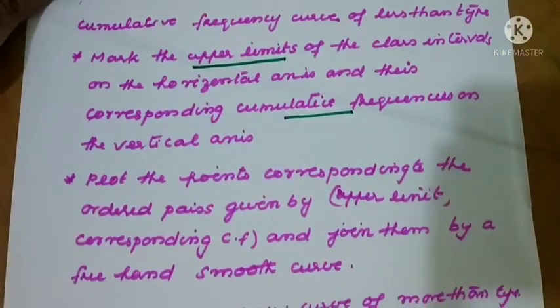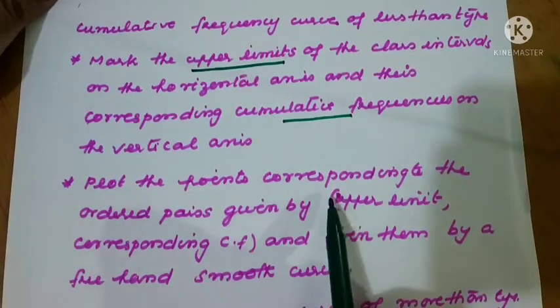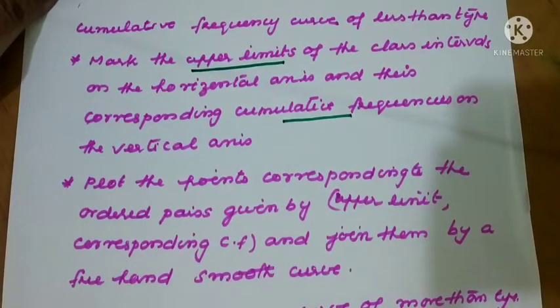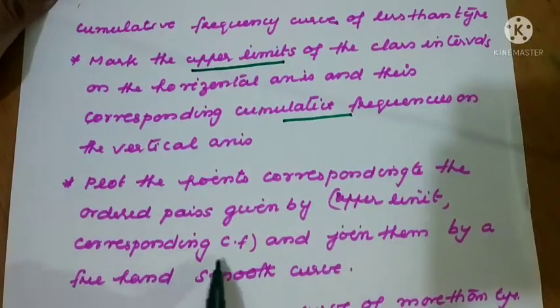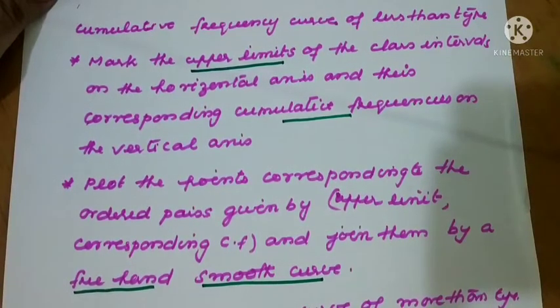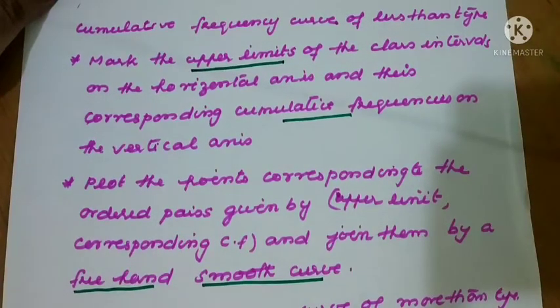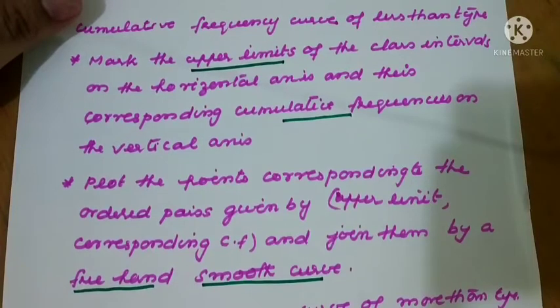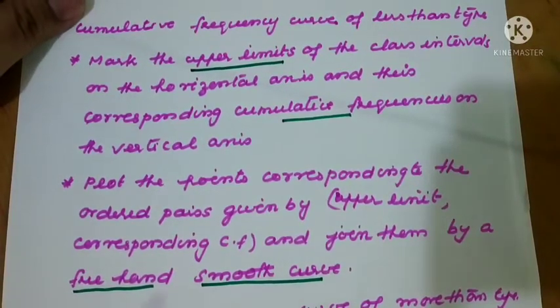Now the next step is to plot the points corresponding to the ordered pairs given by upper limit, comma, corresponding CF, and join them by a freehand smooth curve. There is no need of taking the scale and pencil for this. Last year when the frequency polygon was done, we used the scale and made it close, because a polygon is made up of line segments only. With that idea in mind, we drew them using the scale and pencil. Here there is nothing like that; plot the points and join them freehand.